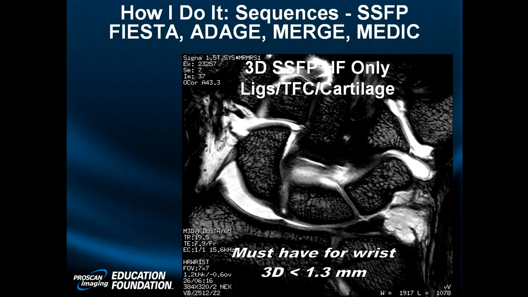Now in the wrist, I really insist on 3Ds if I can get them. So we've got 1.3 millimeter slices here. That way you'll be able to tease out the scapholunate and lunato-triquetral ligaments with no problem. So 3D GRE or 3D SSFP, particularly in the coronal projection.